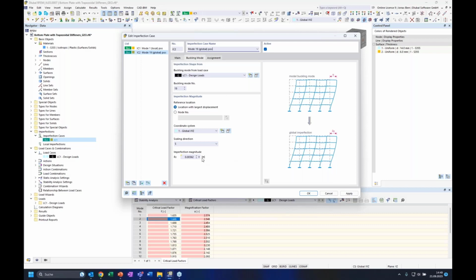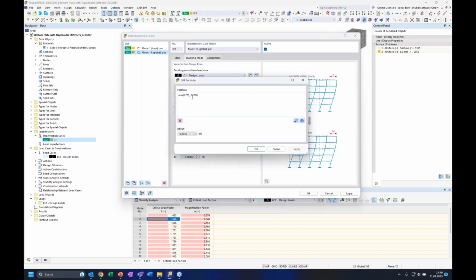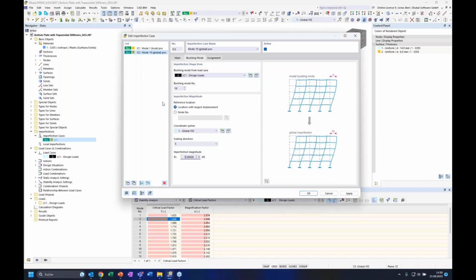And now we have to take care of the imperfection magnitude, because here the dimensions of the global panel are to be used, and it's not 1/200th, but 1/400th of these dimensions. All right, and because this buckling mode is symmetric also, just as I've shown you for buckling shape number 2, I will apply them in both scaling directions, just to check which one is the most critical one.